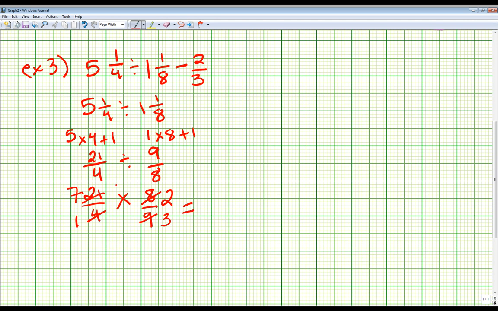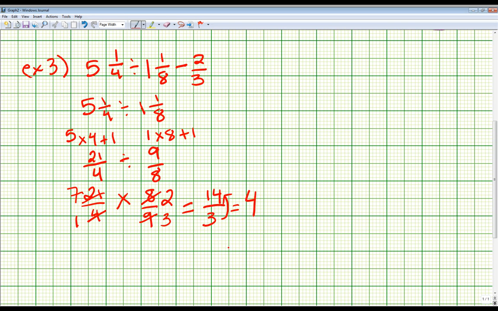Now we can multiply. 7 times 2 is 14. 1 times 3 is 3. Let's see if we can take some wholes out of there. 3 can go into 14, and it can go into 14 4 times. So we're going to make a big 4.